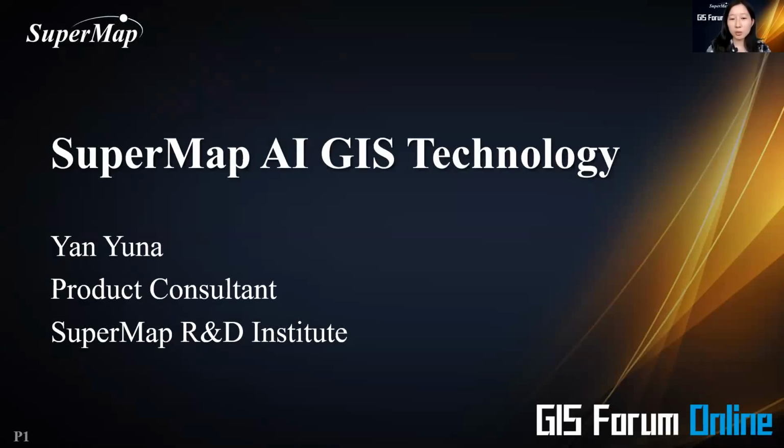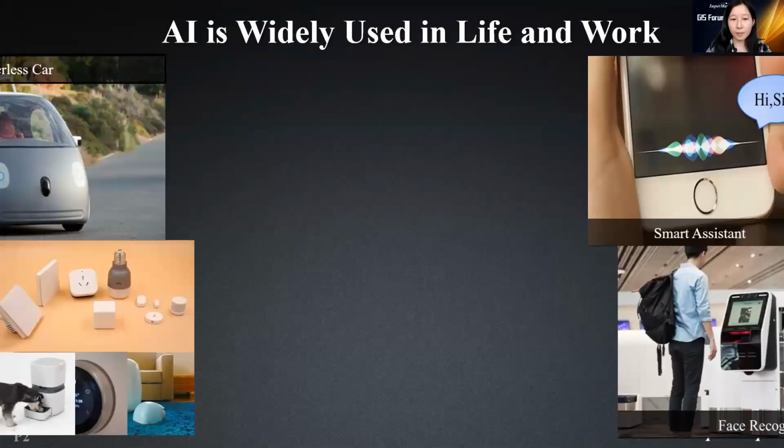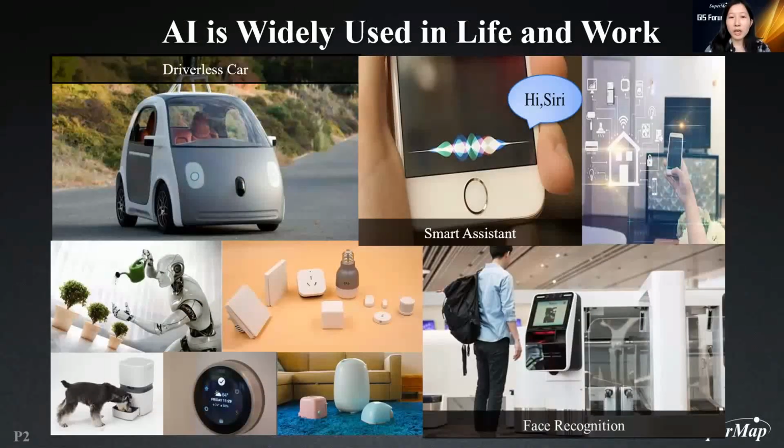I'm very happy to do this presentation and share with you about SuperMap AI GIS technology. As we all know, AI is widely used in our life and work. For example, driverless cars, face recognition, and smart assistant on mobile phones. If you have an Apple phone, I believe the most common sentence you see must be "Hi Siri."